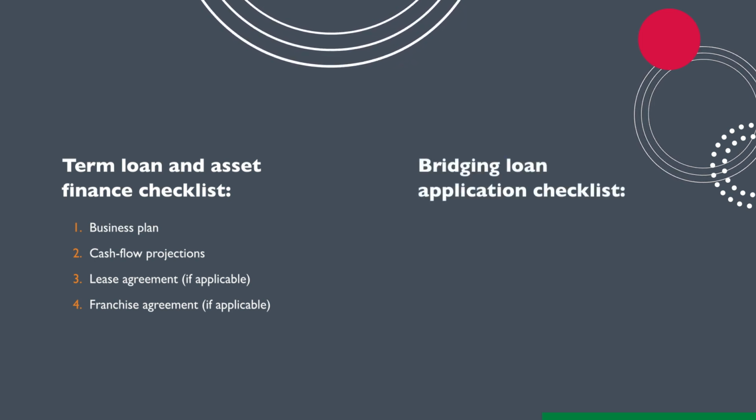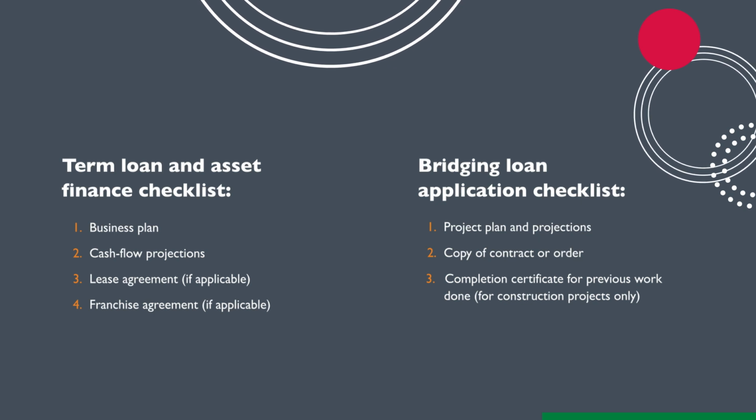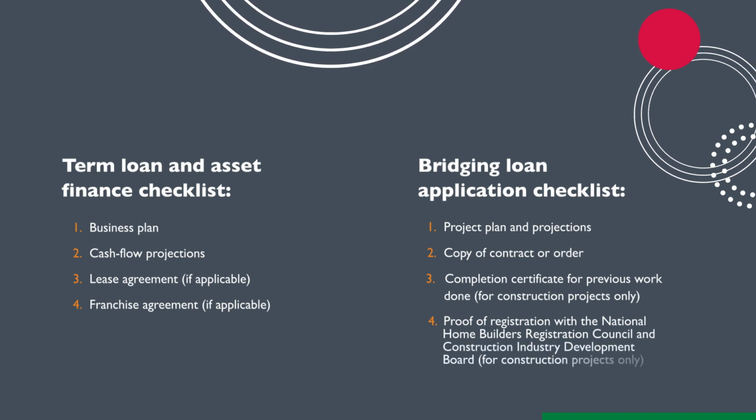Bridging loan applications checklist. 1, project plan and projections. 2, copy of contract or order. 3, completion certificate for previous work done, for construction projects only. 4, proof of registration with the National Home Builders Registration Council and Construction Industry Development Board, for construction projects only. Click on Next when you're done.